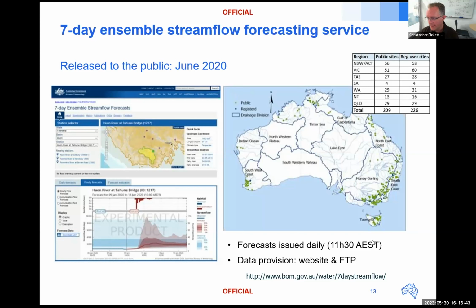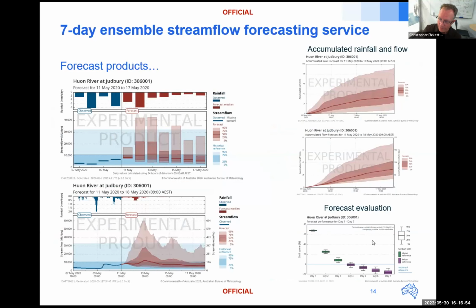And like I said, it provides point-based forecast locations across the country. It's updated daily, and it provides forecasts out to 7 days. Now, these are either daily forecasts, and again, I emphasize that they're ensemble-based forecasts, or hourly-based. So you're actually getting what is basically a hydrograph out to 7 days. And those data, the products, are obviously available to the user.